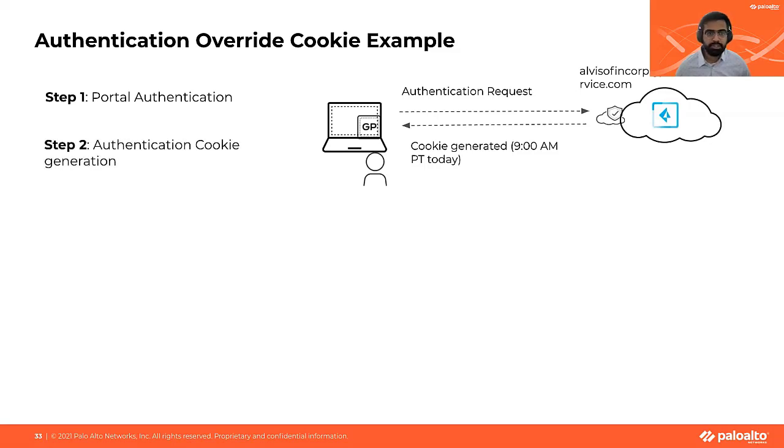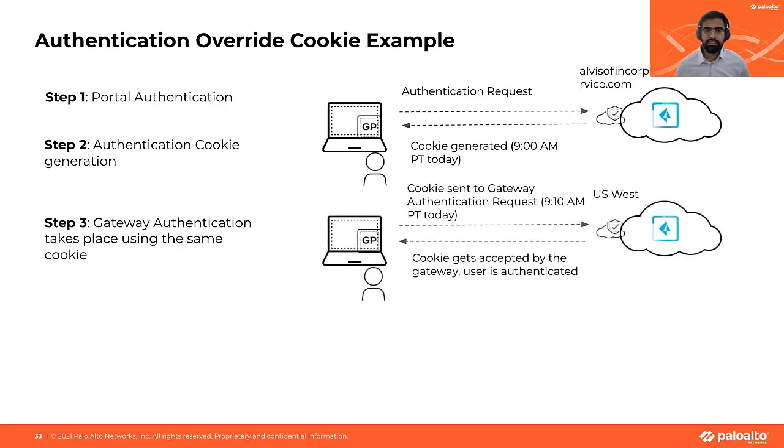So step number 2 is that if the option is selected, the cookie gets generated based on the portal setting, and it is valid for 24 hours for portal authentication. Let's say that the timestamp of the cookie generation is 9 a.m. Pacific.